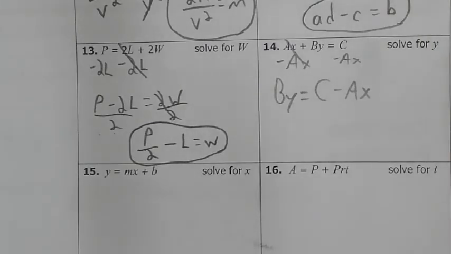Whichever way. That just makes me confused. Yeah. So now we got to get Y by itself. So Seth, what do you think we got to do to get Y by itself?